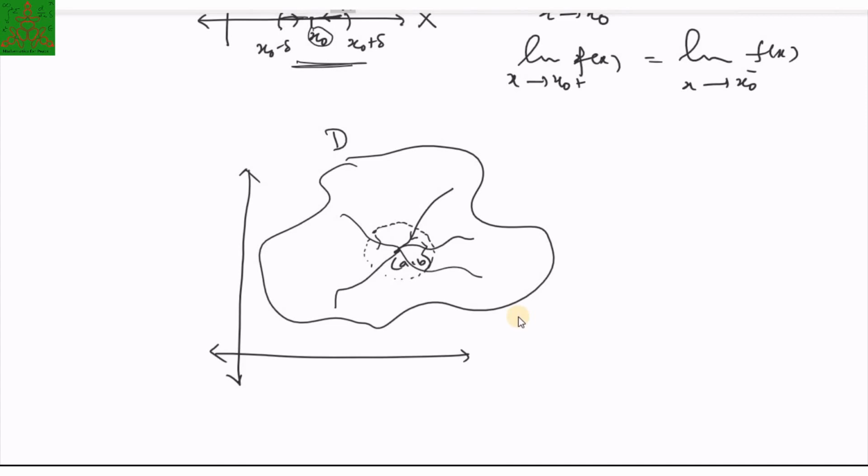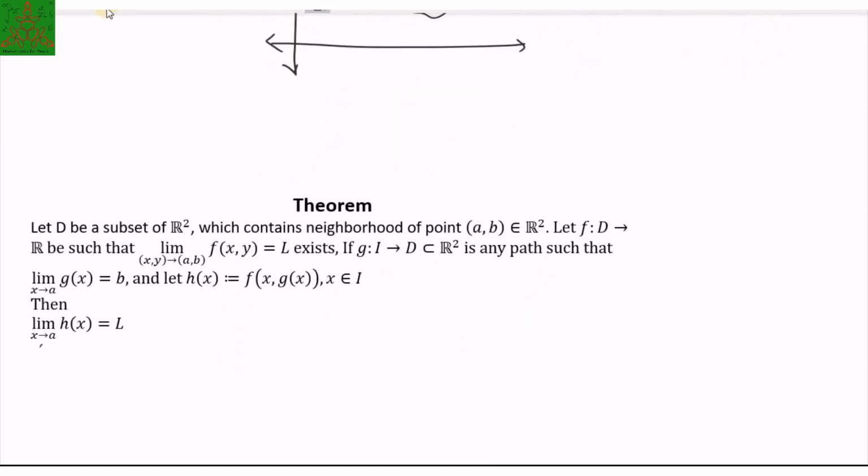Due to that, we have one result. Let us discuss that result. This is the statement of the result that I'm talking about. D is a subset of R square. In the two-dimensional case, if this is your D, which is a subset of R square, it contains the neighborhood of (a,b), so you will have (a,b) and it contains some neighborhood of this point.